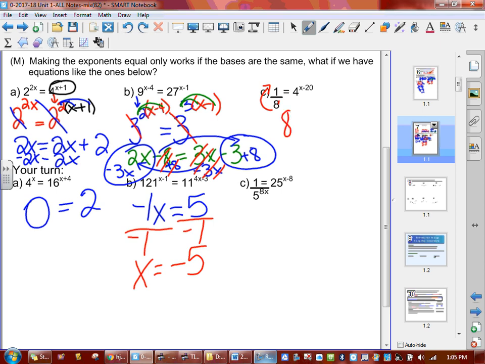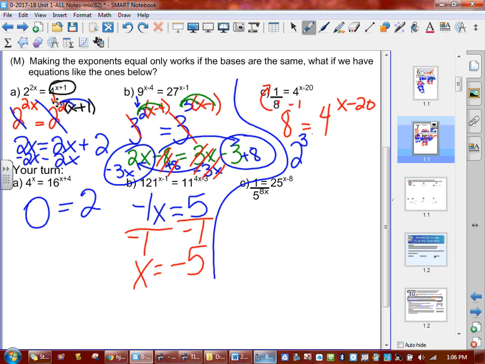Now we're going to take 8 and the 4, and we're going to put them into base 2. Because 8 won't go to a base 4. So, we're going to base 2 them. Just going to draw my line around this stuff. So, 8 goes 2 cubed, and it's going to multiply by the negative 1 that was already there. On the right, the 4 is going to turn to 2 squared, and it's going to multiply by the x minus 20.